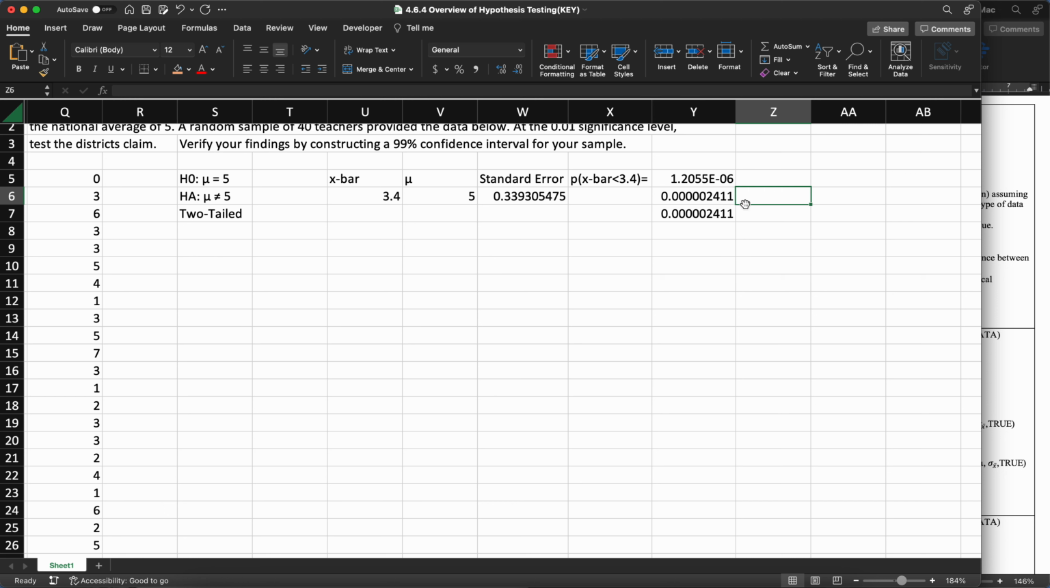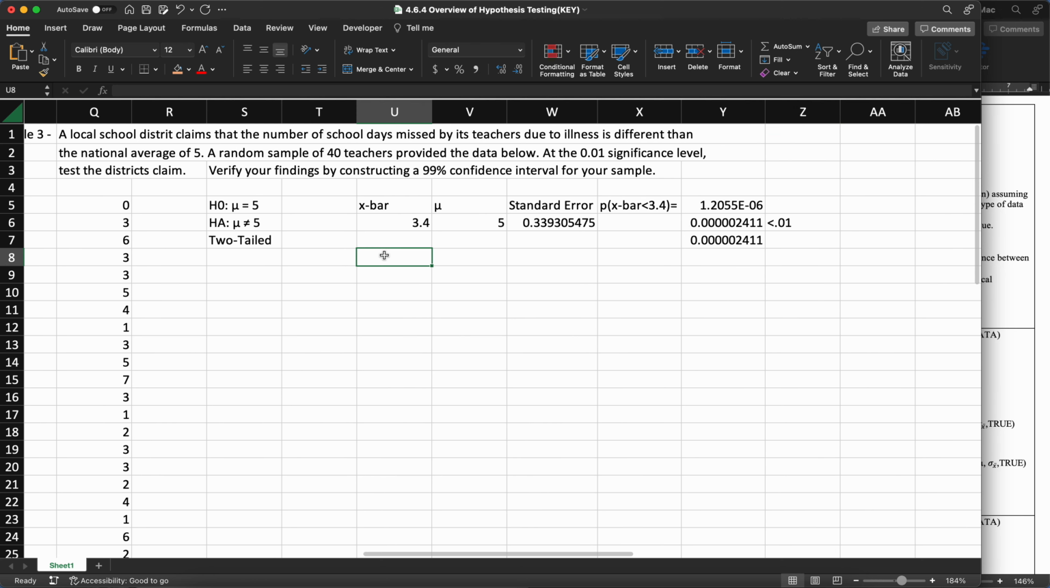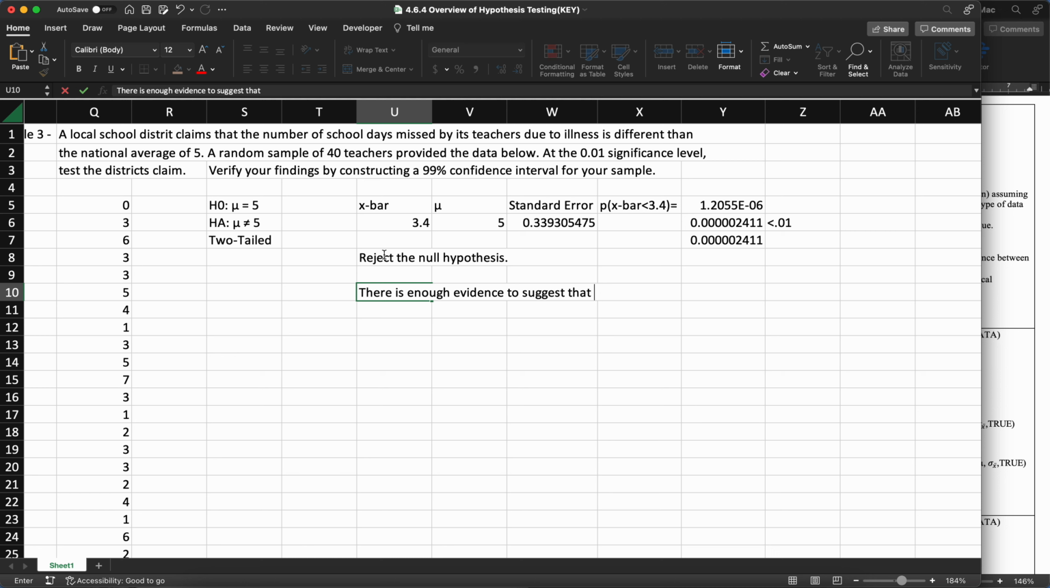So this is significantly smaller than 0.01, which is our significance level. And so we have enough evidence to reject the null hypothesis. And in the context of this problem, there is enough evidence to suggest that the teachers in this district miss a statistically significant amount of different days due to illness than the national average.